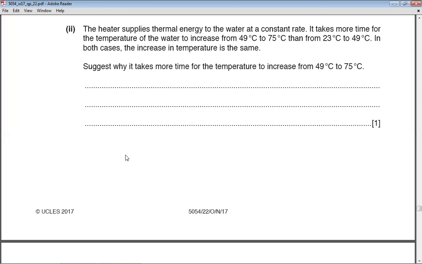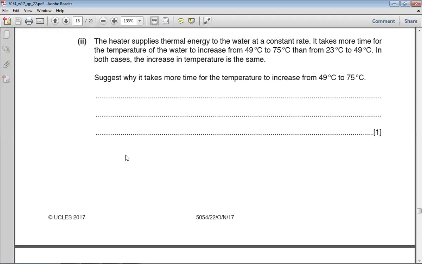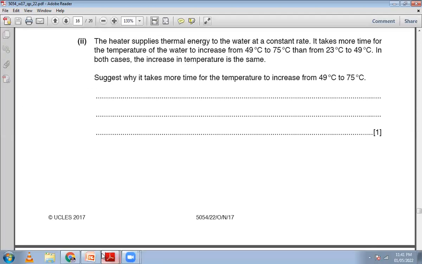So why it takes longer time when you try to change the temperature of water from 49 to 75? Because at this high temperature, the water's rate of evaporation has increased. And it means that the rate of the heat loss to the surrounding has also increased. This is a 1 mark question, but it's very technical answer. So I hope you will be able to write its answer.